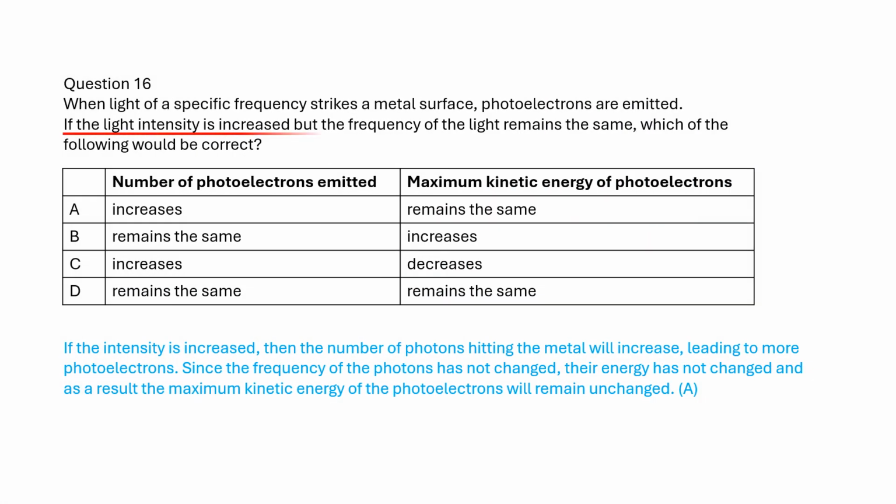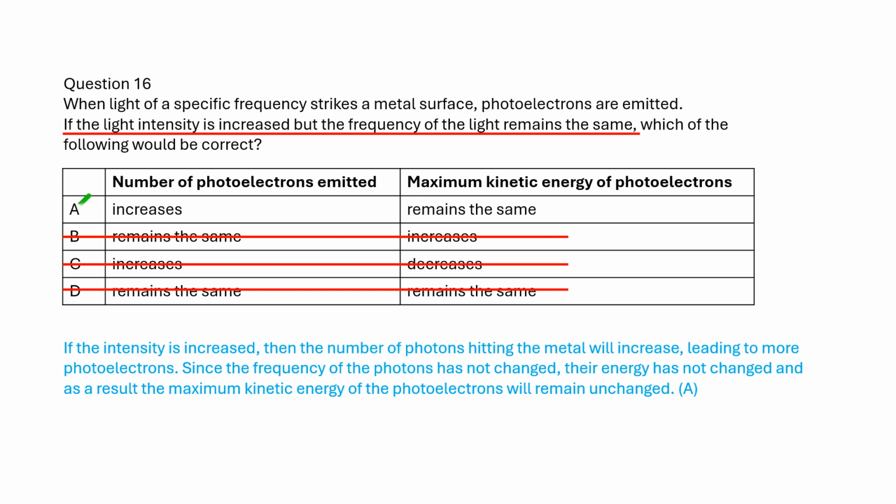If the intensity is increased, then the number of photons hitting the metal will increase, leading to more photoelectrons. So, B and D are eliminated. Since the frequency of the photons has not changed, their energy has not changed, and as a result, the maximum kinetic energy of the photoelectrons will remain unchanged. So, C is eliminated and A is correct.